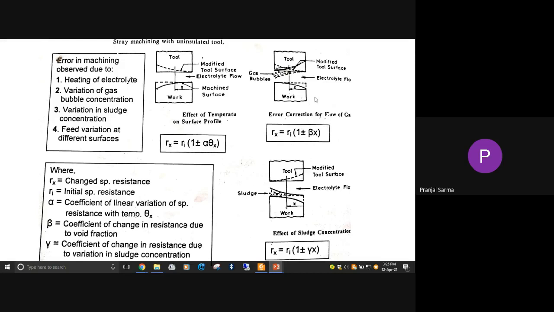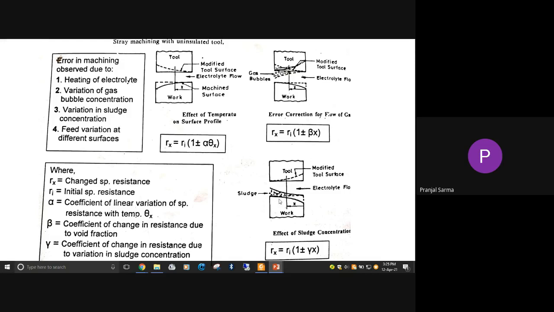we are getting something else. Similarly, there may be some variation in the sludge concentration. Because of this, sludge is on the workpiece side and gas bubbles on the tool side, so a similar phenomenon may happen. This portion will not get eroded, and the tool gets damaged. In all those cases, this error can sometimes be compensated for by doing a proper modification on the tool surface.